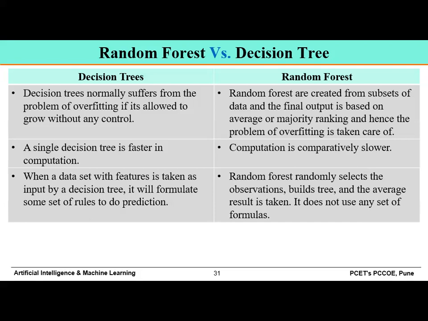So there is no hard and fast rule. For every sample, a decision tree will be created independently. There is no common rule applied for all the decision trees.